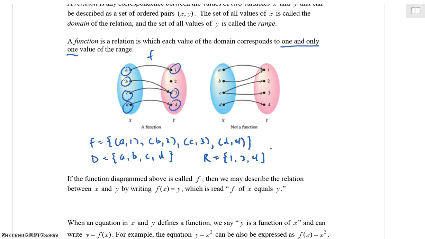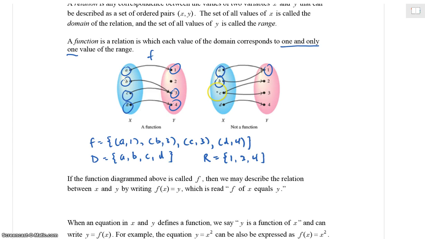Now let's look at the second correspondence. Why is that not a function? Well, let's take a look at each of the x's. A corresponds to 1 and only 1. That's okay. B corresponds to 1 and only 1. That's okay. A and B correspond to the same element in set Y, but that's acceptable as long as they only correspond to one element.